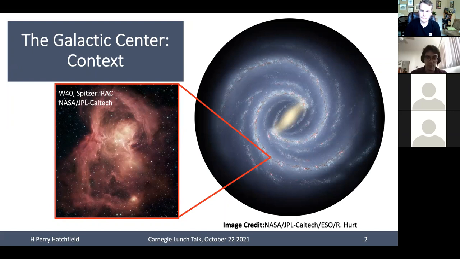So the obvious choice is to try to study star formation in nearby galaxies. However, there are obvious trade-offs in terms of resolution and sensitivity to physical parameter spaces. So a nice middle ground is to study the Milky Way's Galactic Center. It's the nearest best laboratory for studying star formation in an environment that is sufficiently different from the properties of the local Milky Way disk.